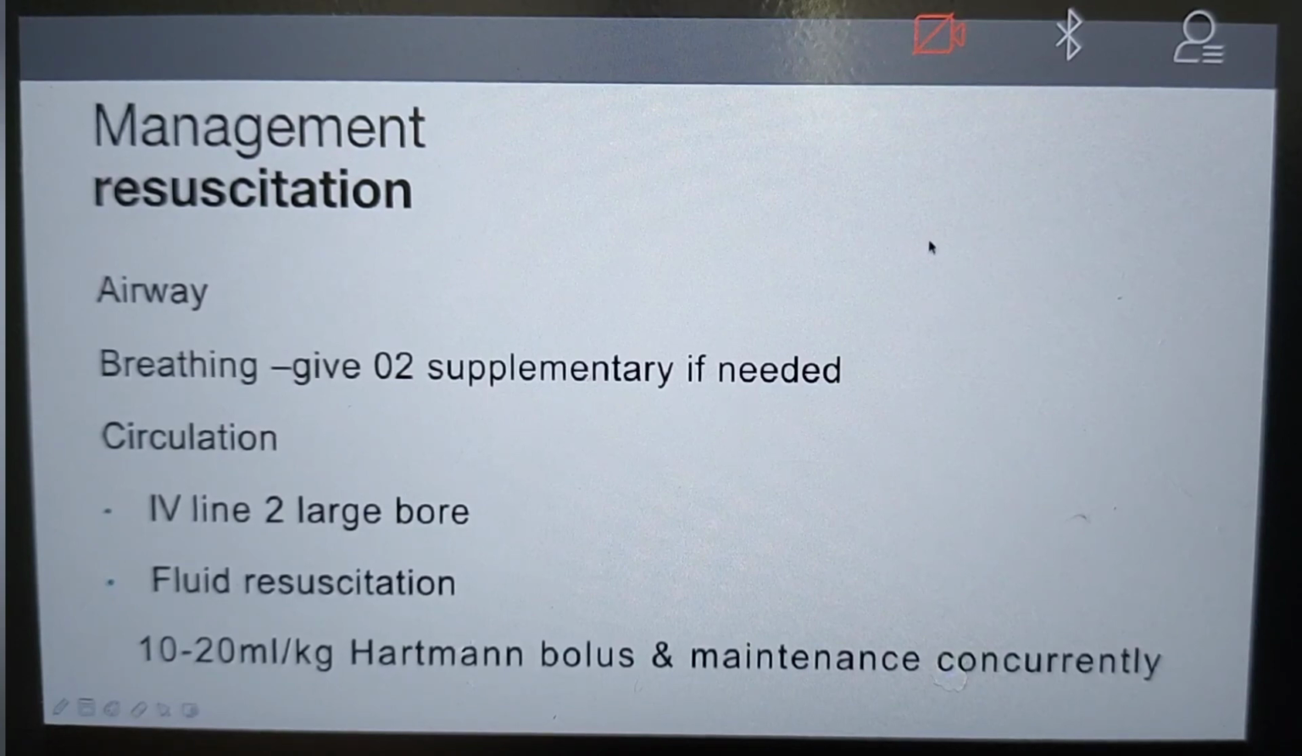So if intestinal obstruction is diagnosed, the first thing first, we must do resuscitation. Make sure the patient is not in shock. First we must see the airway, must be patent, and then look at the breathing. If SpO2 drops, we must try to give supplementary oxygen if needed, and then start an IV line, 2 large bore cannulas to be set up, and fluid resuscitation if needed, 10 to 20 ml per kg Hartmann bolus, and maintenance concurrently.